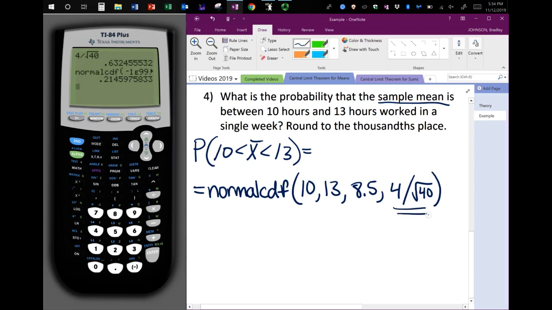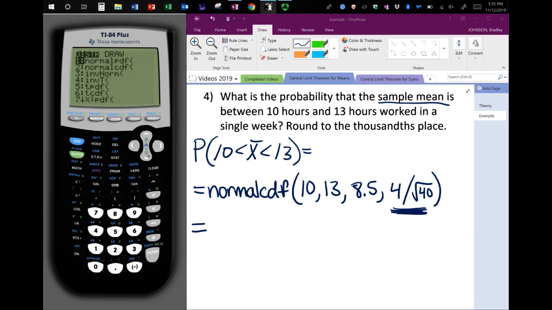Now, remember, if you look over here on the calculator, 0.632, if you put that in that spot, you'd get close to the same answer, but your rounding might be off by a few decimal places. So make sure you type in the full value so that you don't lose accuracy with your rounding. Okay, so let's go back to the calculator, type it back in, go second vars, number 2. Now, in this case, the lower bound, we have 10, upper bound, 13, mu, 8.5, and standard deviation, 4 divided by square root of 40.